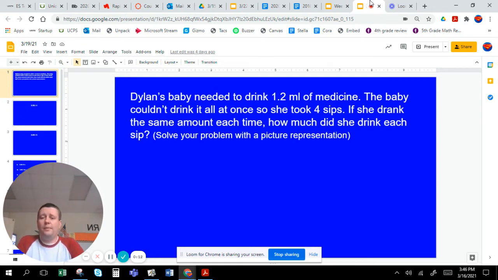So our first problem says Dylan's baby needed to drink 1.2, or 1 2/10, milliliters of medicine. The baby couldn't drink it all at once, so she took 4 sips. She drank the same amount each time. How much did she drink each sip?